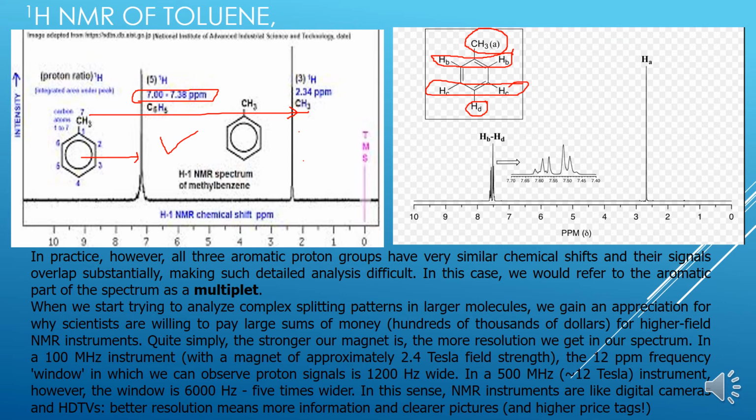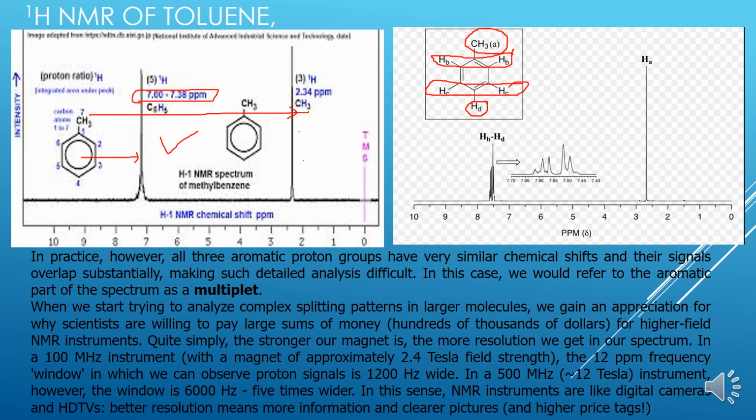In a 500 megahertz instrument, a 12 Tesla instrument, however, the window is 6000 hertz. For 100 megahertz, the signal range is only 1200 hertz wide; in the 500 megahertz case, it is 6000 hertz, 5 times wider. Remember, in this sense, NMR instruments are like digital cameras and HD TVs. Better resolution means more information and clearer pictures are available.